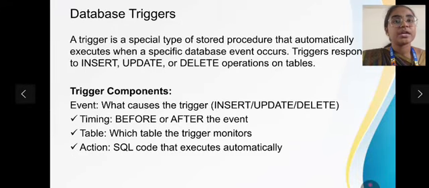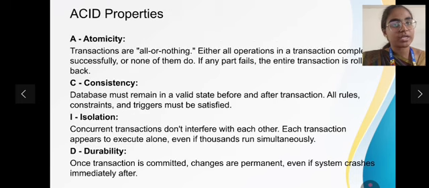Database trigger. A trigger is a special type of stored program that automatically executes when a specific database event occurs. Triggers respond to insert, update or delete operations on a table. Trigger components: Timing, before or after the event. Table, which table the trigger monitors. Action, the SQL code that executes automatically.